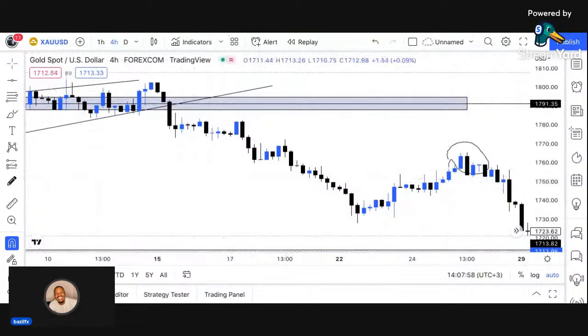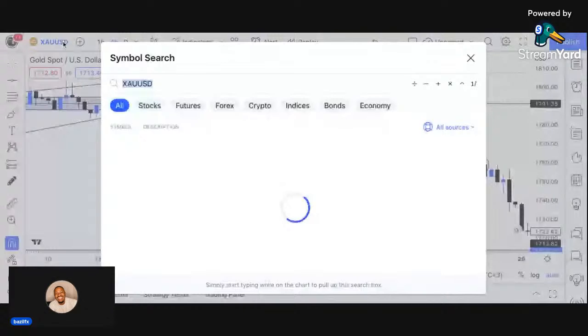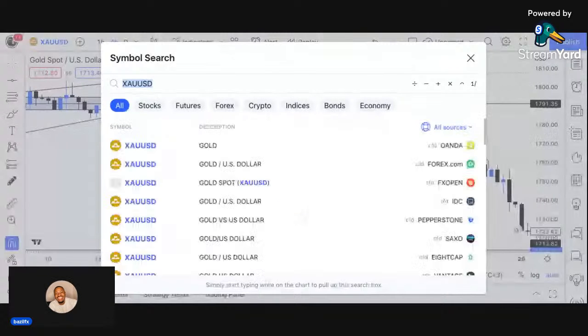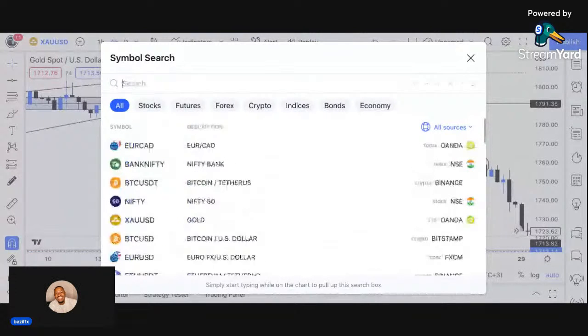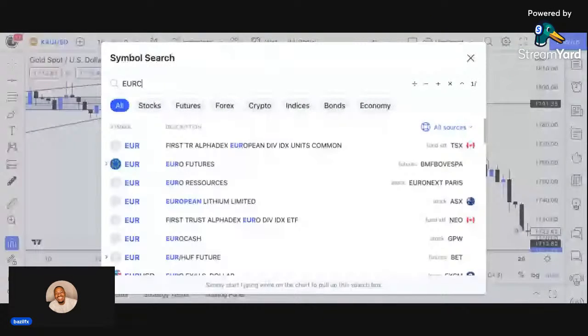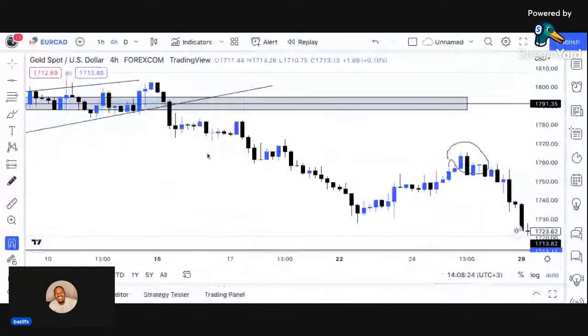The easiest way to find these candles is on TradingView. Whenever you come here and search for indicators, let me actually choose another currency pair that I don't have analysis on. What pair, guys, do you want me to search for? Let's do silver. But no, since this is forex, let me do a currency pair like Euro Canadian dollar.